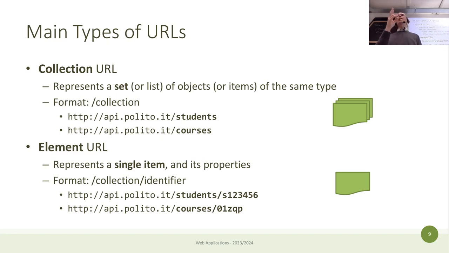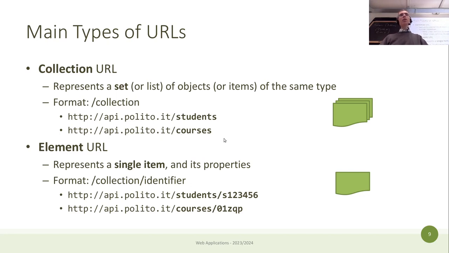So basically, often in our programs, we need to have access to two different types of elements, either single elements or collections, so a set of elements. Collections are the simplest thing, a list of objects or items, whatever. Just say slash and the collection name. Students, courses, items. Item is a bit generic, I will say more later. Whatever you need to have in your application.